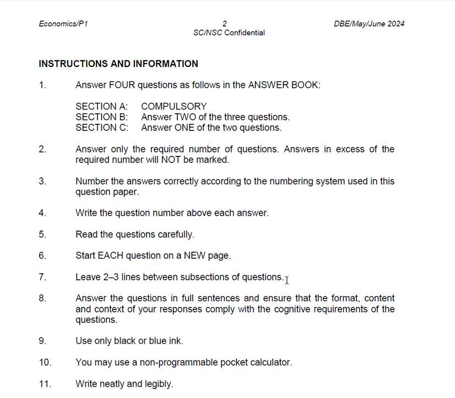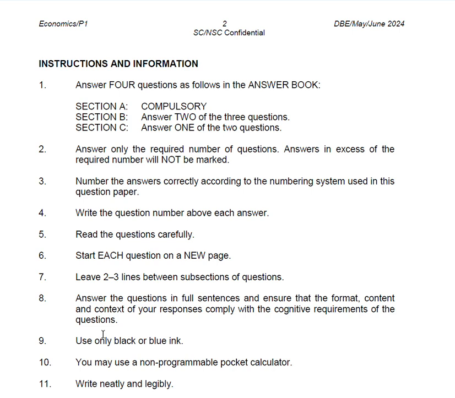Then number 7, leave 2 or 3 lines between subsections or questions. That is very important for your Section A, which is the compulsory question, to make sure that you leave lines. The reason you need to leave lines is to keep your writing neat, so that the examiner can see that you are now moving to the next section. Leave the lines, 2 or 3, it's advisable.